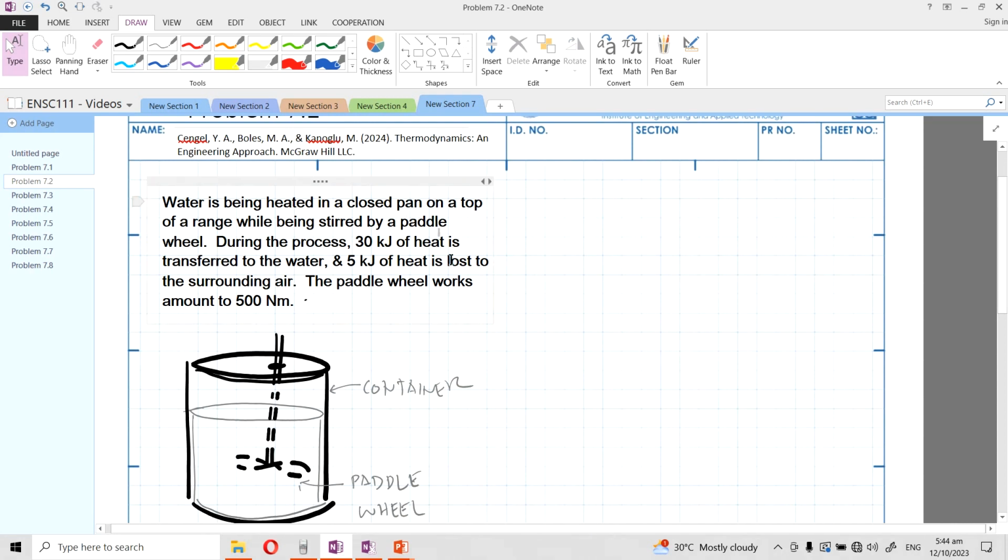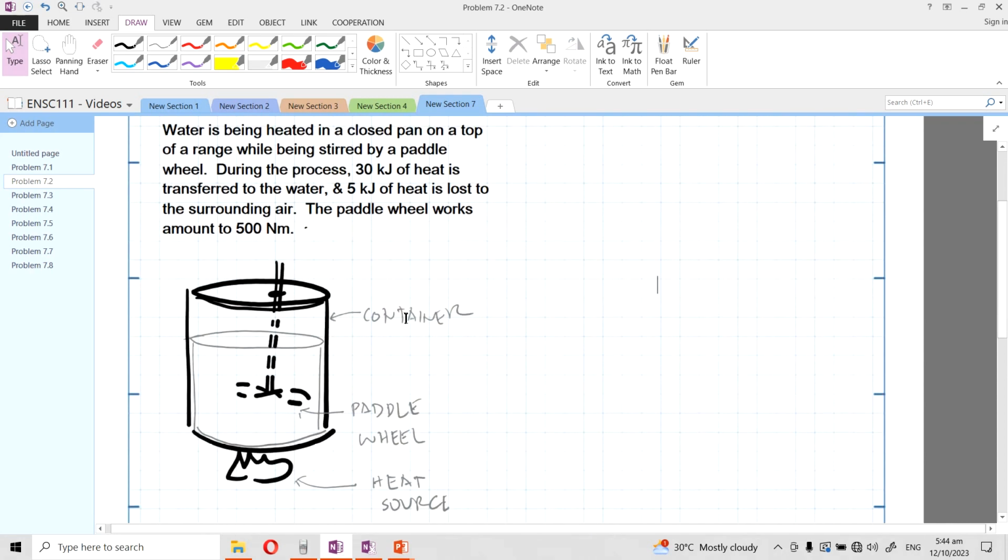So it says here that during the process, it's a heating process, which means we have a heat source here, and heat is added to the system, to the water. And it says that 30 kJ of heat is transferred to the water. Because through time the temperature of the water is higher compared to the temperature of the surrounding air, that is why there is heat loss. So 5 kilojoules of heat is lost to the surrounding air. So there's a transfer of heat to the surroundings, and that is a heat loss.